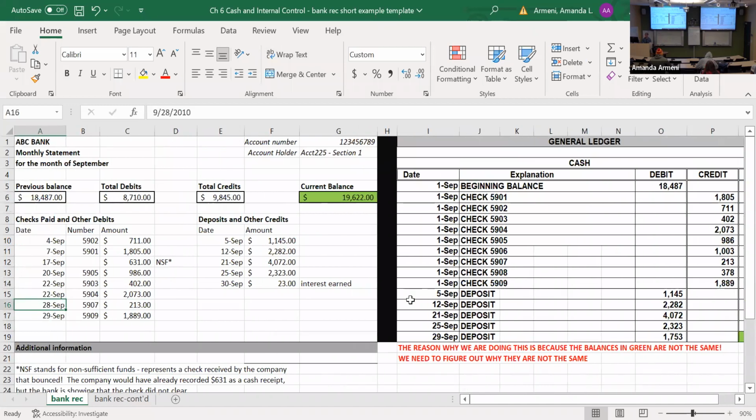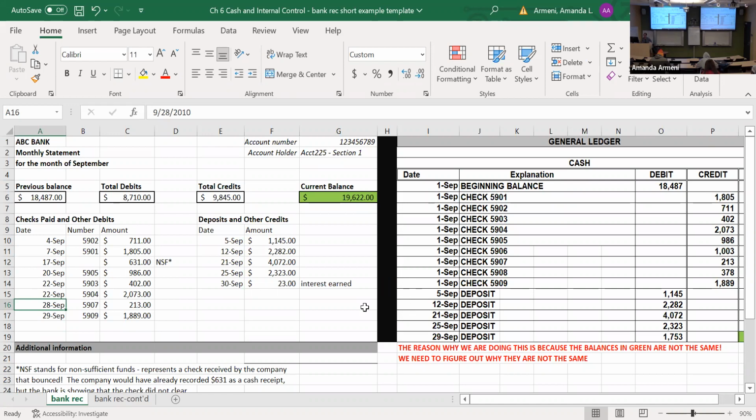Now, I am obviously simplifying the way a bank statement appears and the way an accounting ledger of cash would appear. So for our purposes in learning this process, I'm simplifying. An organization may have hundreds of transactions on their bank records for a month. Hundreds, thousands maybe even, depending on how big the organization is. We're going to simplify it here.